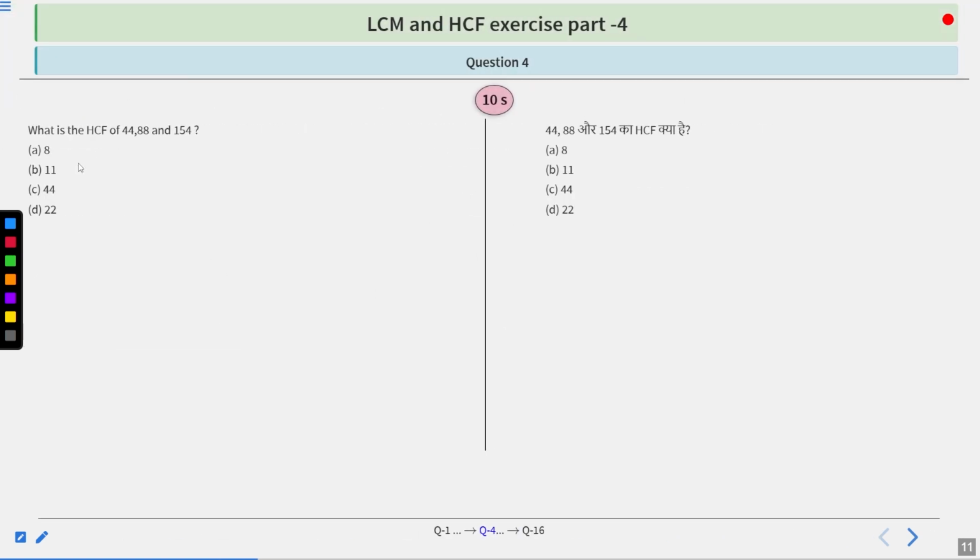What is the HCF of 44, 88 and 154? And the options are 8, 11, 44 and 22. These are the options.